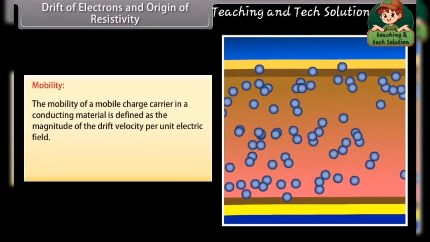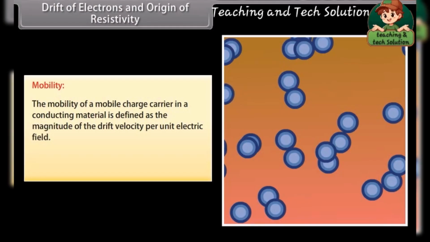Mobility. The mobility of a mobile charge carrier in a conducting material is defined as the magnitude of the drift velocity per unit electric field. Mobility mu is equal to Vd upon E, which is equal to e tau upon m.